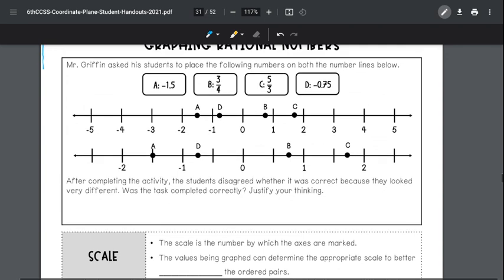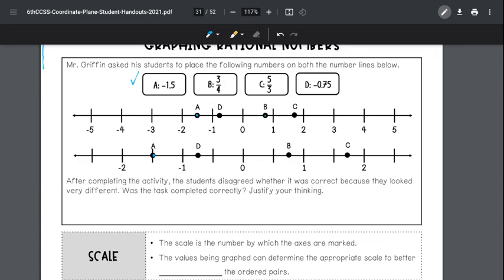After completing the activity, the students disagreed whether it was correct because they looked very different. Was this task completed correctly? Justify your thinking. Well, let's check it out. A says negative 1.5. That's right in the middle between negative 1 and negative 2. If we look at the second number line, it's also right in the middle in between negative 1 and negative 2.